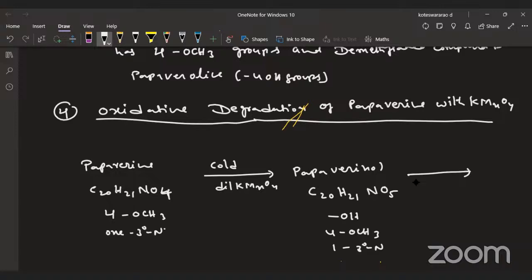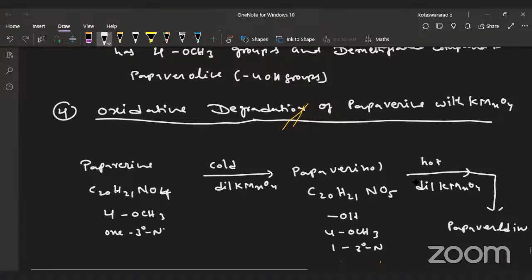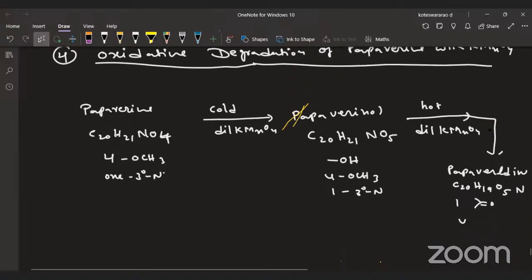Again, it is treated with hot dilute KMnO4. Then it gives the formation of papaveraldine. This is the actual ketone. The hydroxy group generated here will be oxidized into a ketone. Its molecular formula is C20H19NO5. That means two hydrogens are reduced, as the OH group is converting into a ketone. And the four methoxy groups have no change. Four OCH3 groups are there, and one tertiary nitrogen is there.